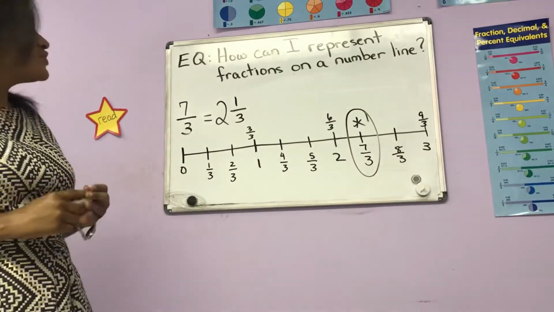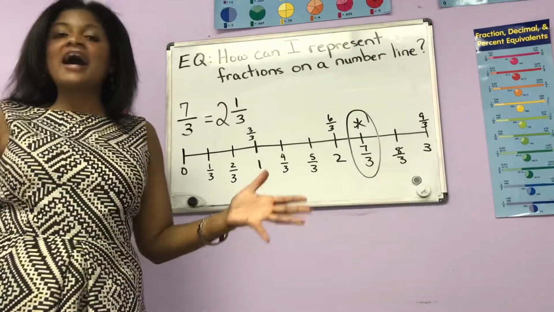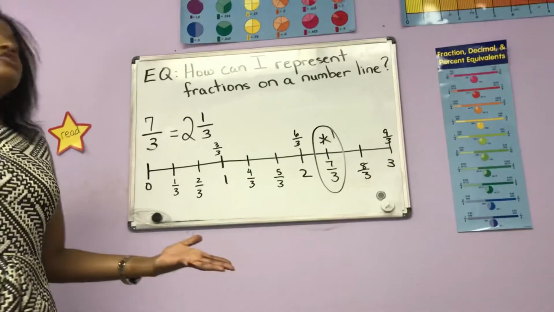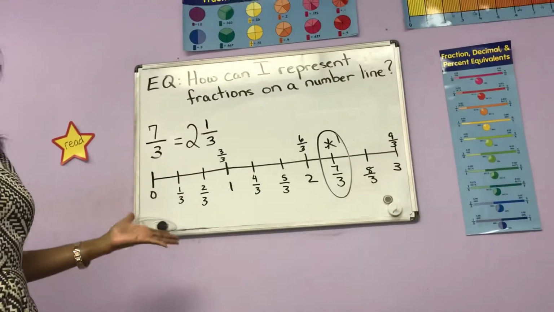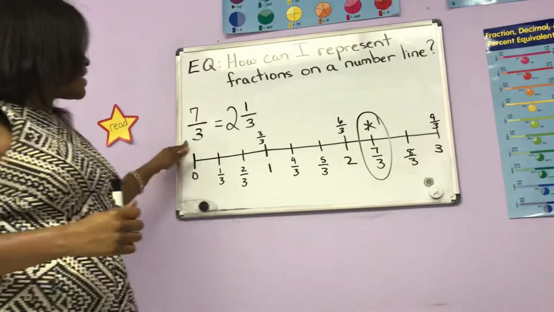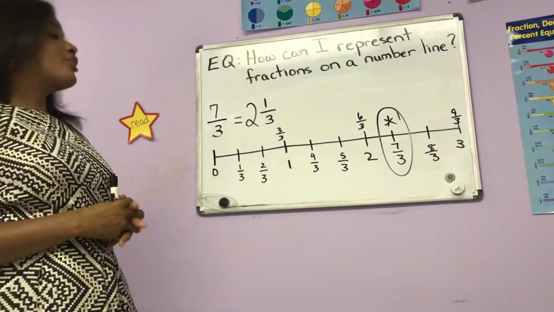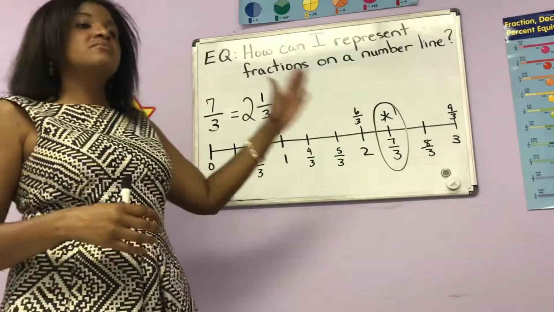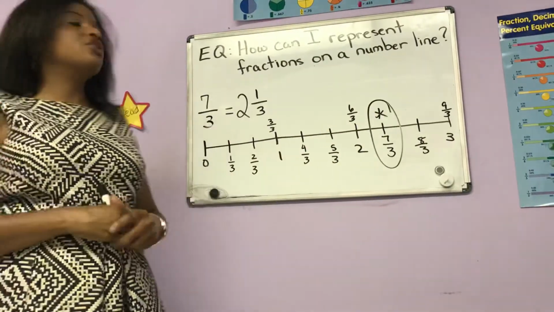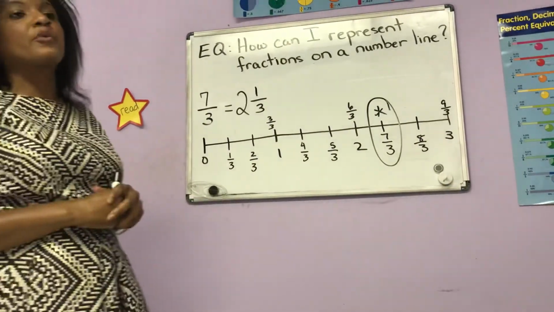All right, so to review today, we looked at how we can use number lines to write our fractions. We know that the denominator tells us how many parts to break up our fraction into, and our numerator, we can just count 1, 2, 3, 4, 5 until we've reached a number on the numerator that we're looking for.